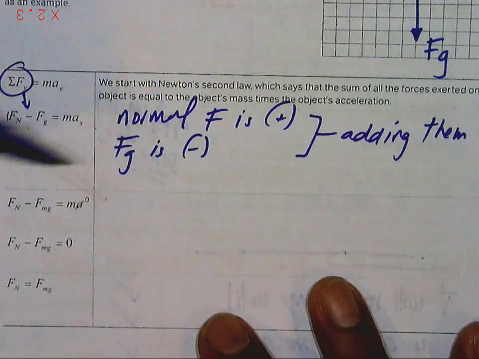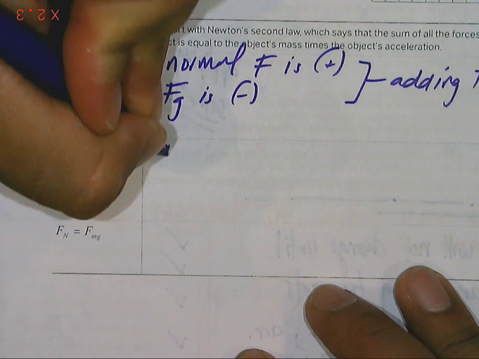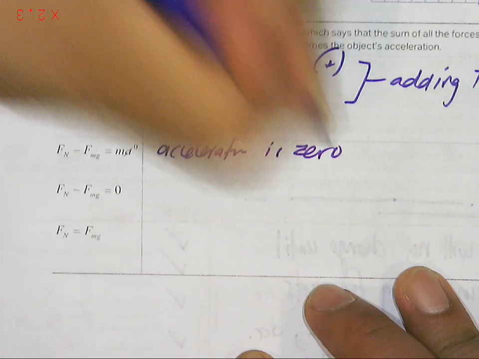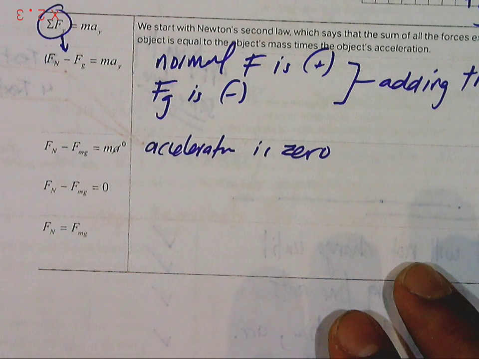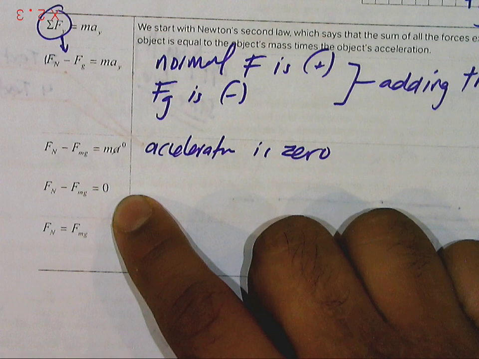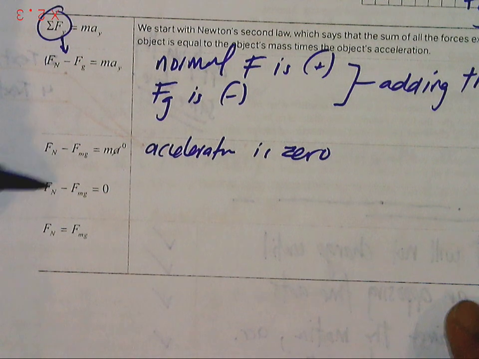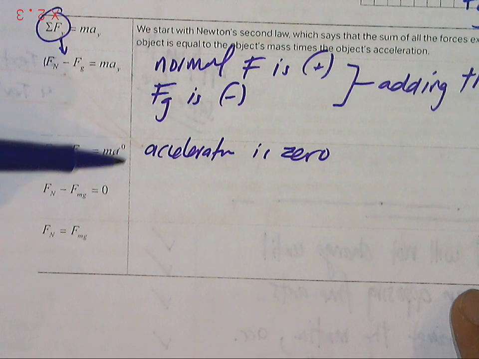Now, in this case, it's moving at a constant speed. We already said no acceleration. So then we can say the acceleration is 0. When you distribute that, the whole thing goes entirely to 0. So that indicates to us that this whole left side, normal force minus the force of gravity, equals 0, because of course the acceleration is 0.